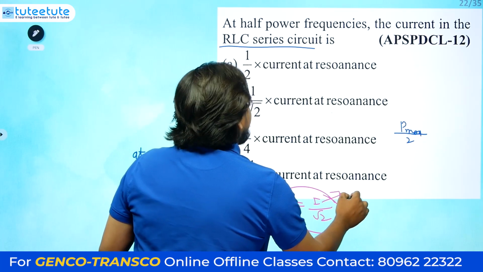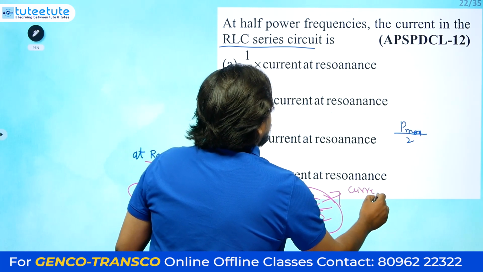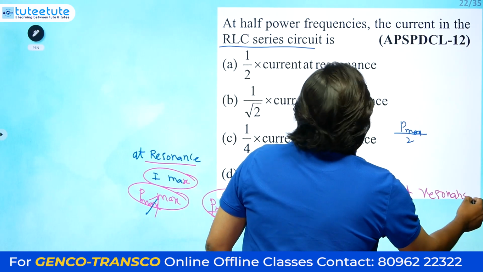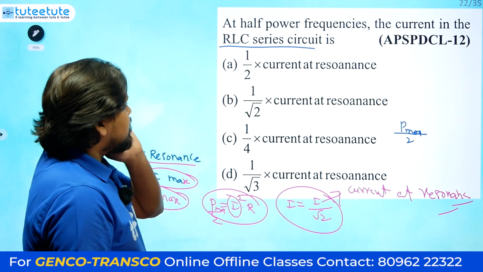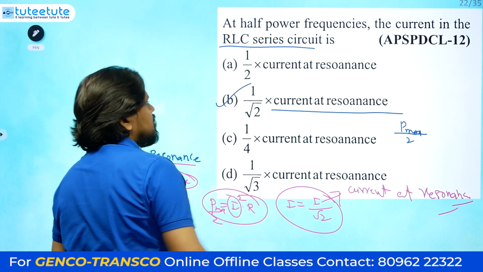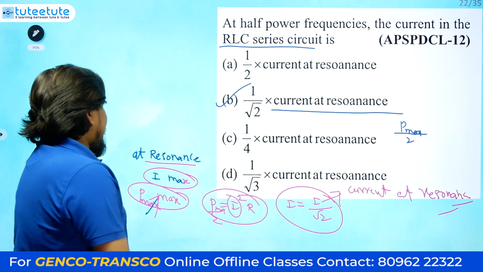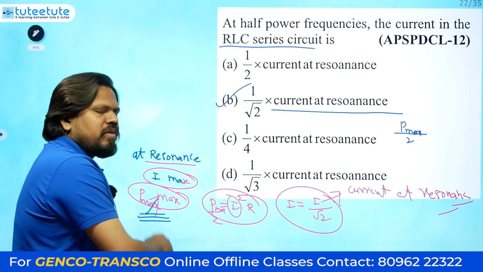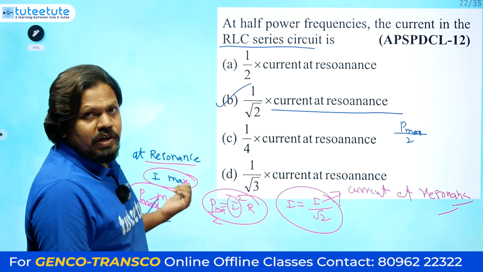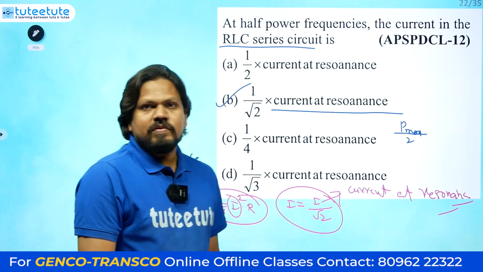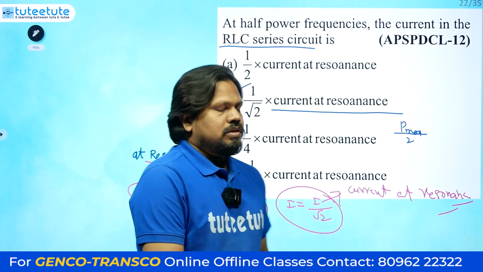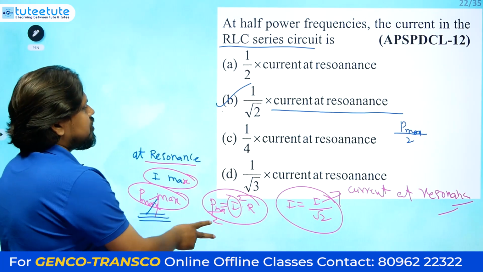What is this I? I is nothing but the current at resonance. So that is the answer: current at resonance divided by root 2. At half power they have mentioned, but instead of this power they may ask for any other. Half power frequencies have certain importance in our circuit, that's why they have asked this question. Similar to this, any power they can ask. So the answer for this question is option B.